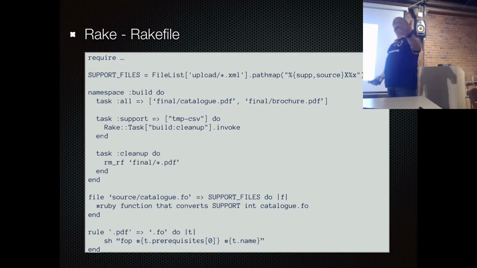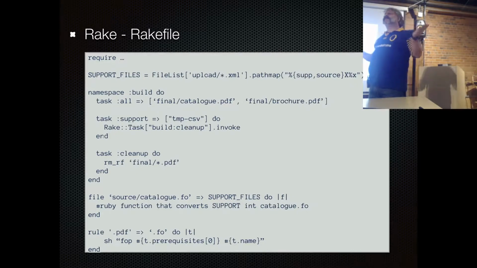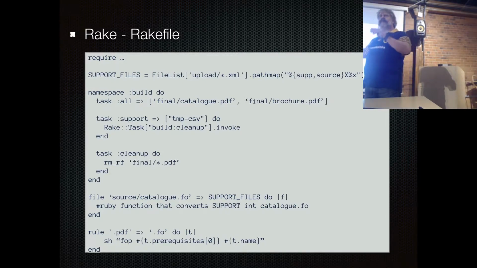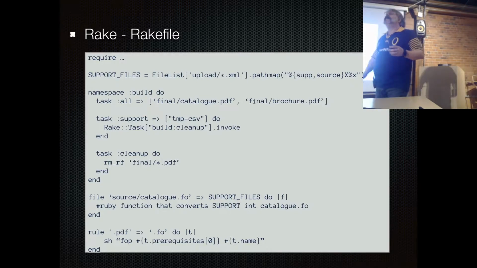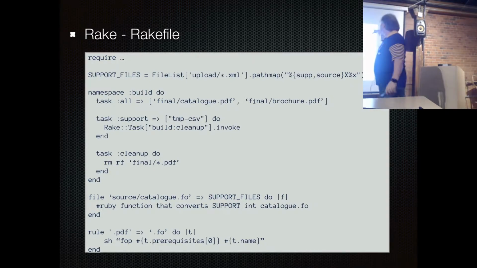So if I have a series of uploaded files that are all JSON files, and I need to make them into YAML files, because I'm going to show you a YAML JSON converter later. What I can do is say where it's upload star.xml, upload star.json, right? And I can path map it to source.